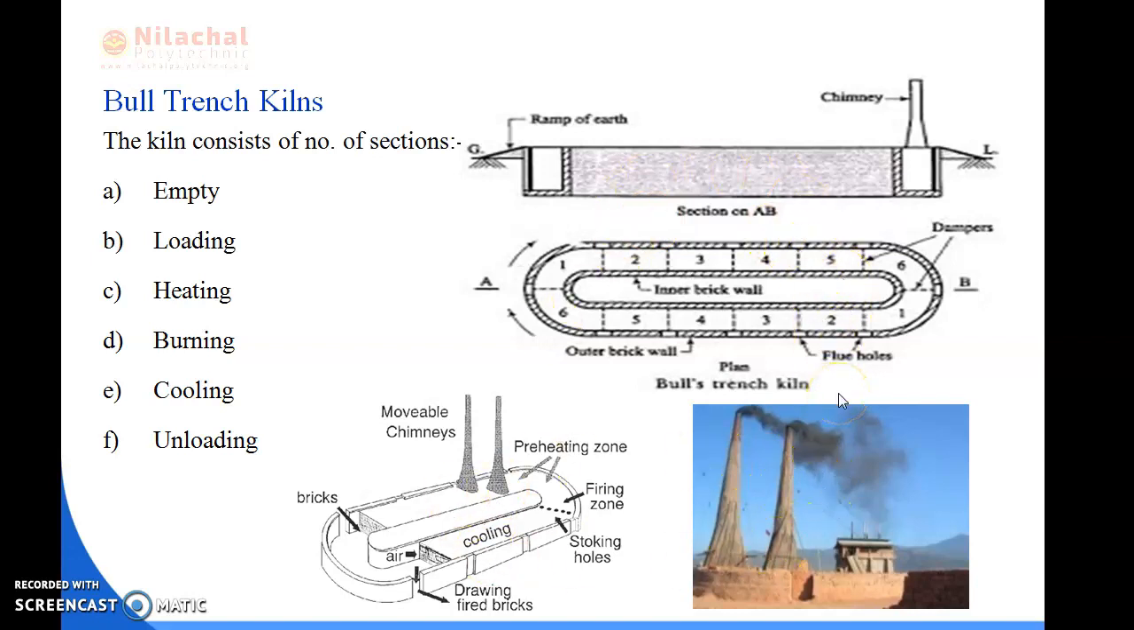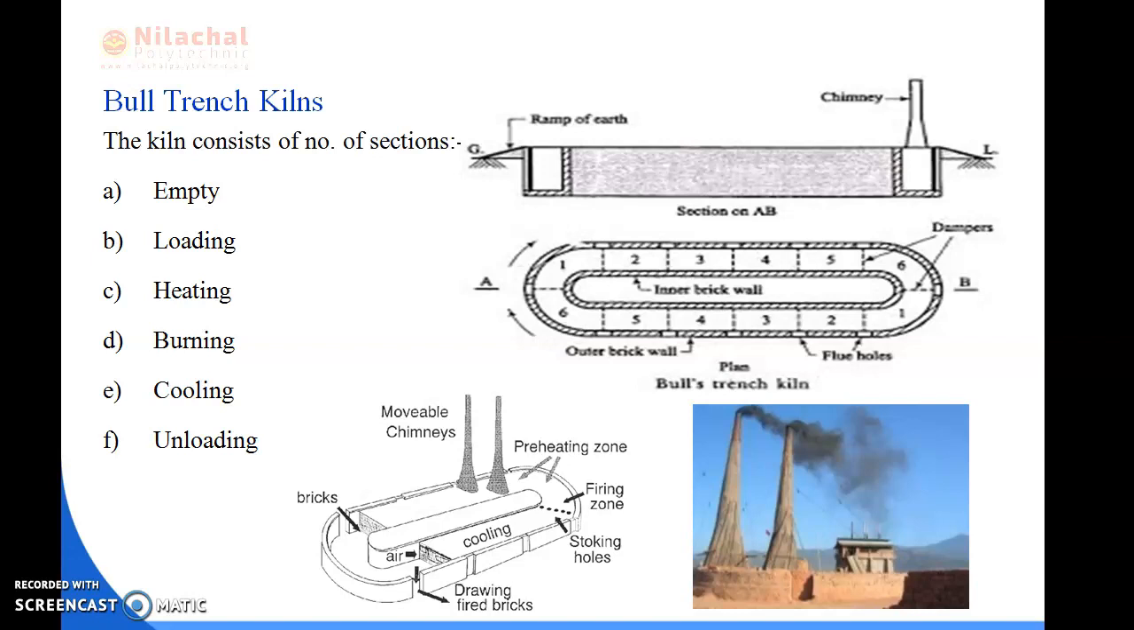Okay. The bull trench kiln may be rectangular, or circular, or of any oval shape in plan. You can see the section is rectangular, or oval, or it may be of a circular shape. As the name suggests, the kiln is constructed in a trench, an excavated ground, and it may be fully underground or partially projecting above the ground.